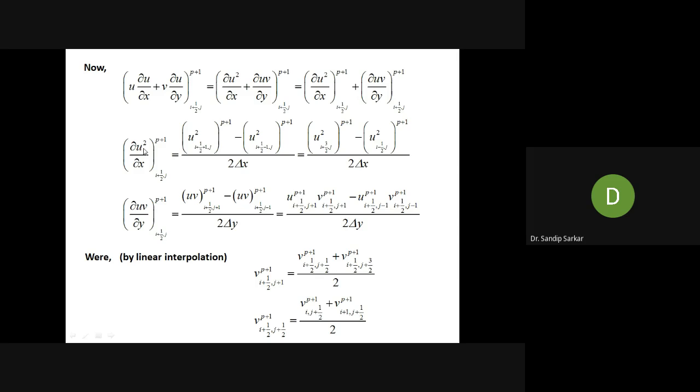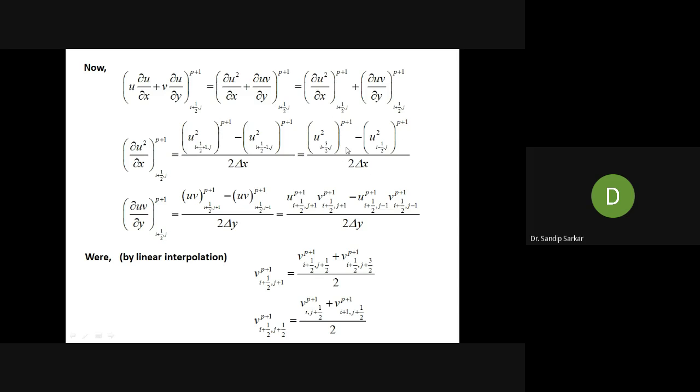Now let us start with del u square by del x at I plus half j. So at I plus half j, you can write u square at I plus half plus 1 j. Central differencing we are doing: u square I plus half plus 1 j at p plus 1 level minus u square I plus half minus 1 j, by 2 delta x. Right? You can write it as I plus 1 minus I minus 1 by 2 delta x. Is that okay? That means u square I plus 3 by 2 j at p plus 1 level minus u square I minus half j at p plus 1 level, by 2 delta x.